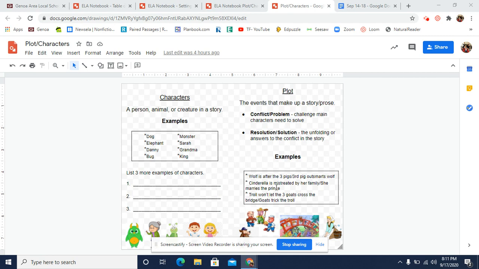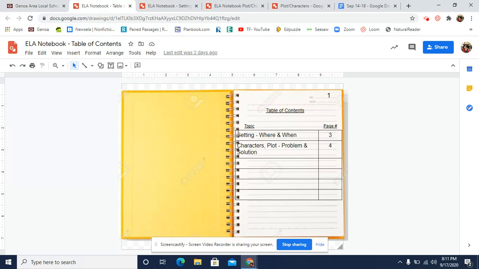Now, there's nothing that you have to fill in with this, but we will talk about both the characters and the plot as we continue to read fourth grade rats. Now, let's look at your notebook. So, you're going to do something similar to what you did with the setting. So, here is our table of contents, right? And it says that the characters and the plot, problem and solution, are on page 4.